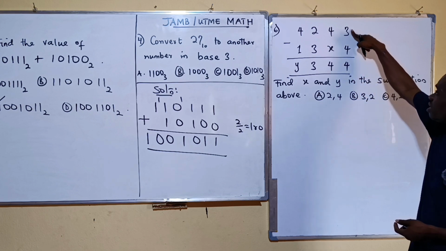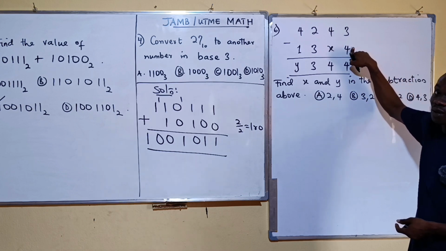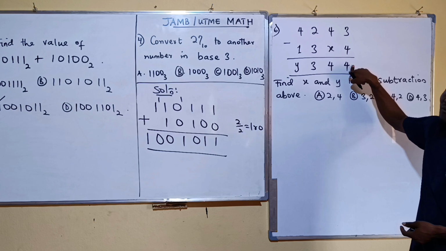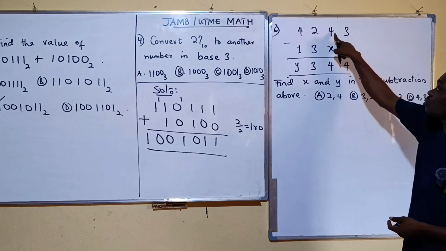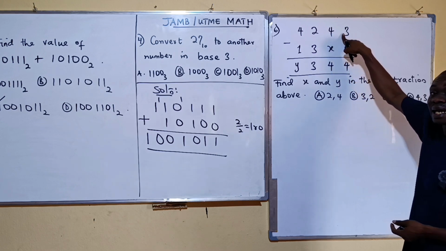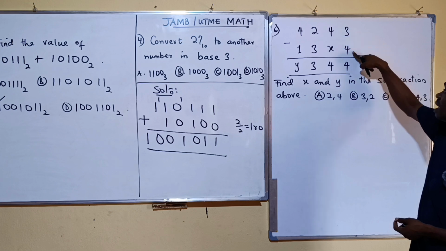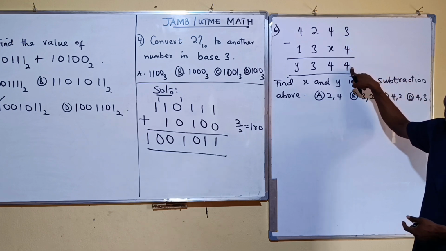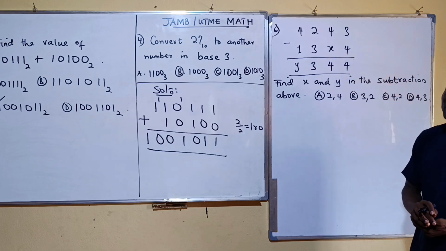So if you do 3 minus 4 in base 10, are you going to get 4? No, because it can't go. So if you borrow 1 from here, that will be 10. So here you have 13. 13 minus 4 should be 9. So that means this subtraction was not done in base 10.